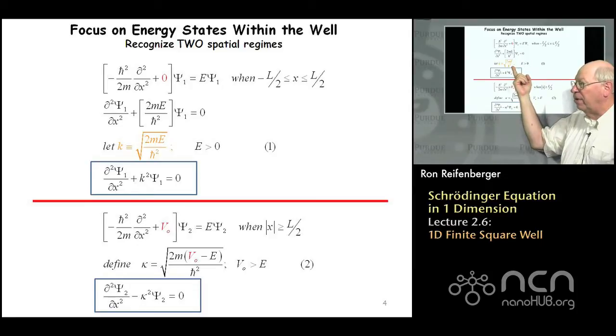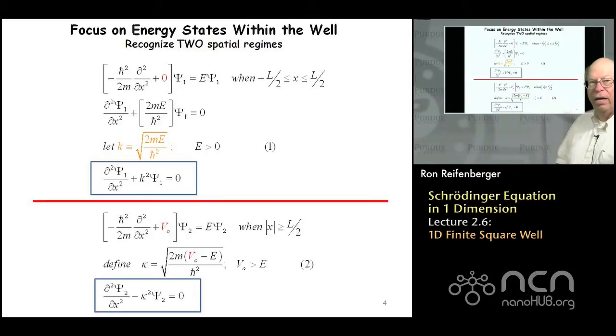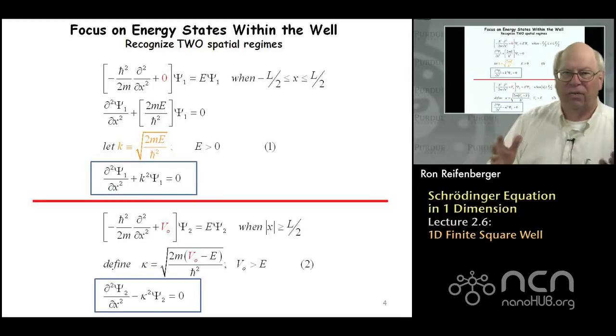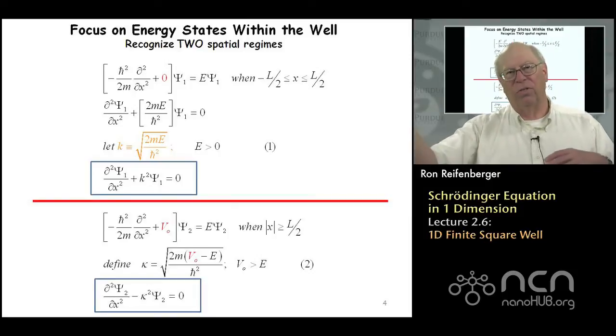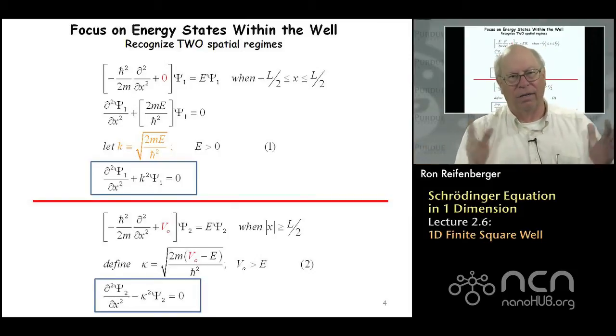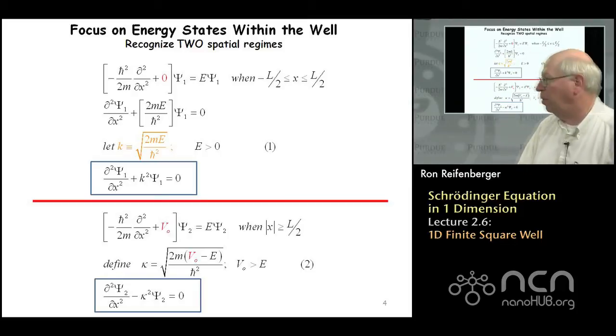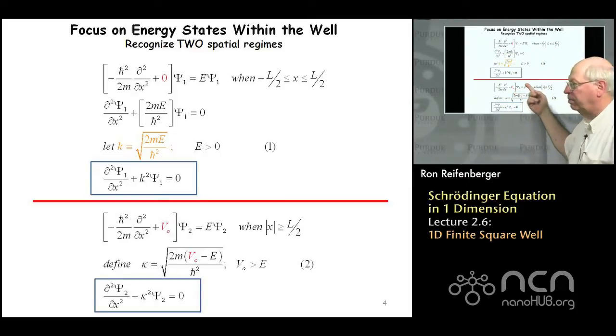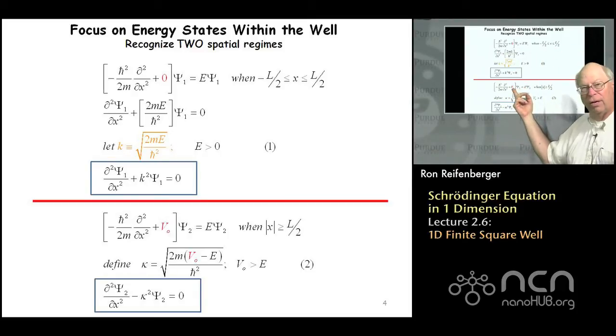We define a parameter k in terms of 2mE over h bar squared, and that allows us to write Schrödinger's equation in simplified form for this region of x. Okay? When we get outside of x greater than L by 2, so as soon as x gets beyond the confines of that potential well, then the interaction potential barrier jumps up to V0. Right? That's the height of the well.